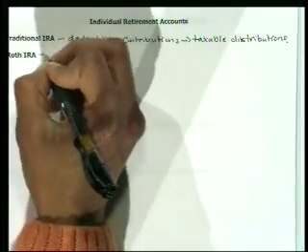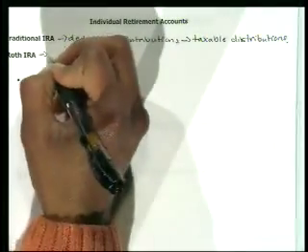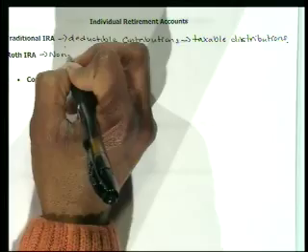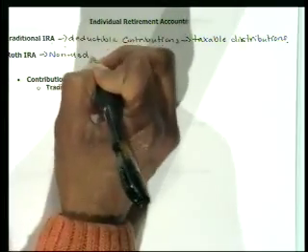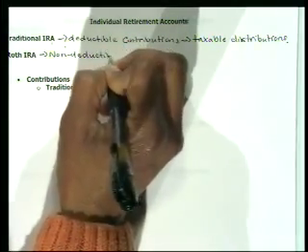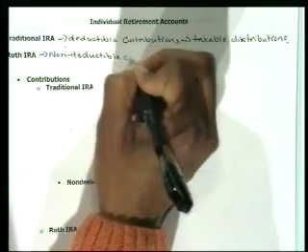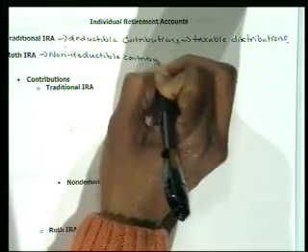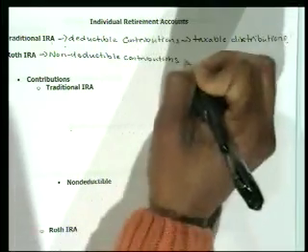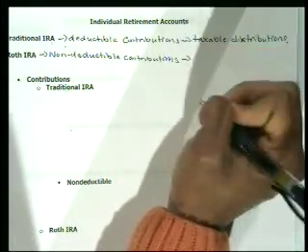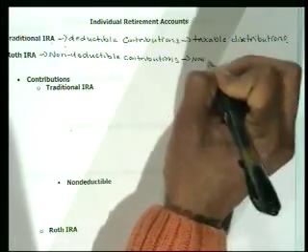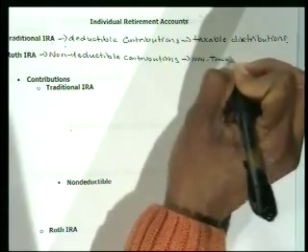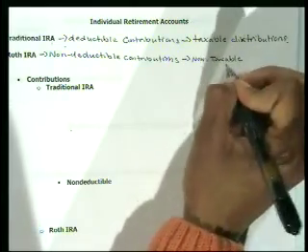For a Roth IRA, you have non-deductible contributions. So when I'm making contributions to my Roth IRA, I cannot deduct them. And my distributions are not taxable. So I have non-taxable distributions.